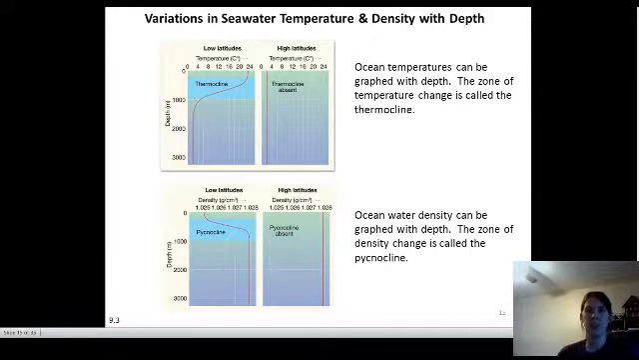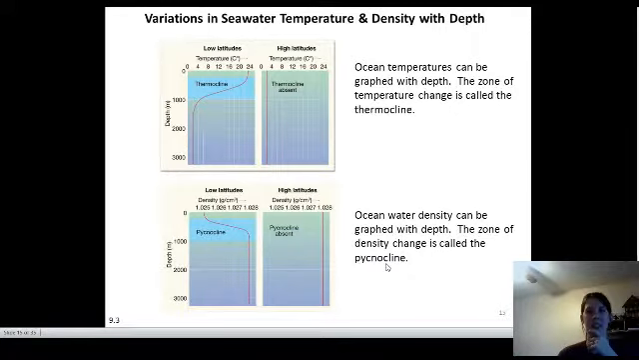So ocean temperatures can actually be graphed with depth. The zone of temperature change is called the thermocline. So here we have the surface, about 24 degrees Celsius. And then we hit the thermocline, or the transition zone, and this is where we start to see a significant temperature decrease with depth. We reach that deep zone where the sunlight doesn't reach, probably at about 1,300 meters depth. This is where we stabilize at our much colder temperature.